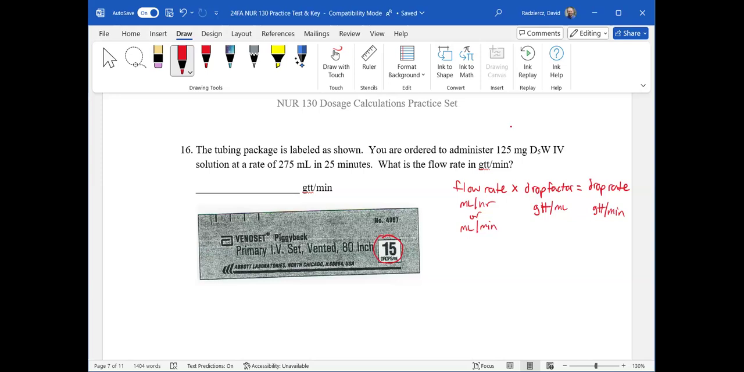All right. So I'm looking at this and I'm going, okay, where do I start? I'm going to start with flow rate. What is my flow rate? I need volume and I need time. What is the volume I have? 275 milliliters. What is the time I have? 25 minutes. You also will notice that you have 125 milligrams. The 125 milligrams is important because we want to make sure we're administering the correct medication and quantity of medication to the patient. But as far as calculating the flow rate, it doesn't matter.